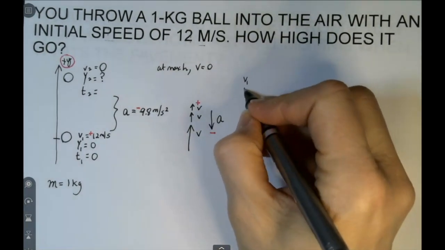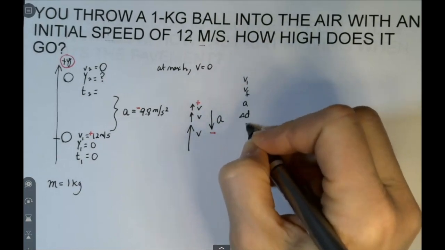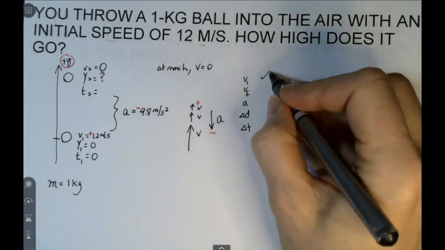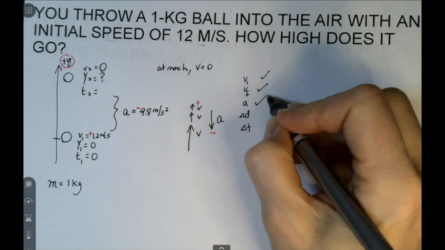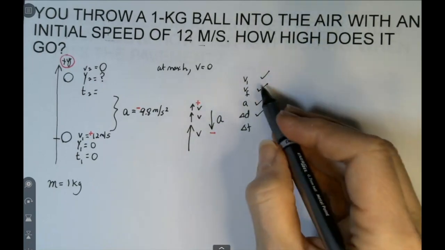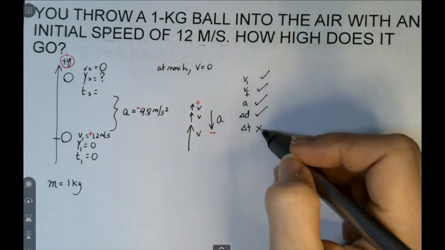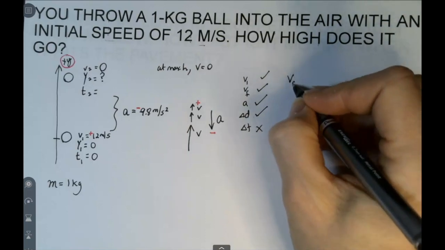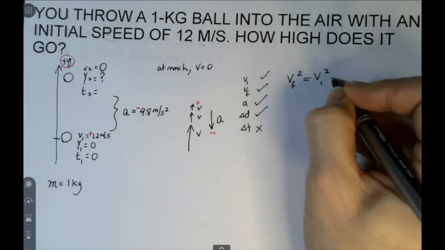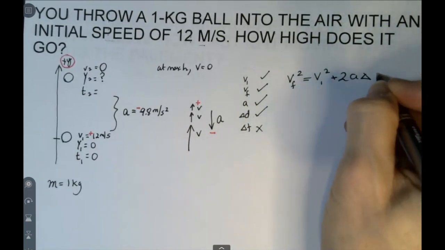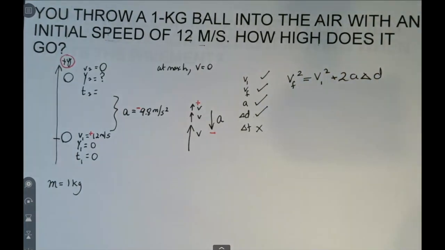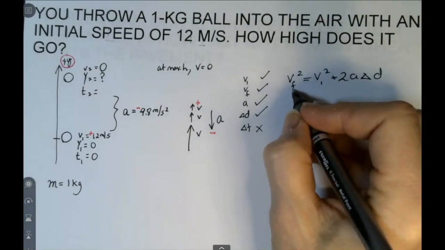Now, how do we pick an equation? Well, I make my list. And I go, yes, I have this. Yes, I have this. Yes, I have this. This is what I'm looking for. So I need an equation that has these four things and not time. If you look at your equation sheet, this equation is the only one that does not have time in it.